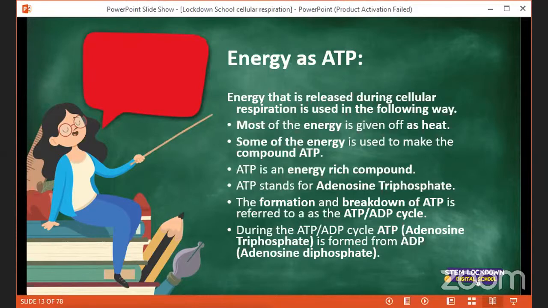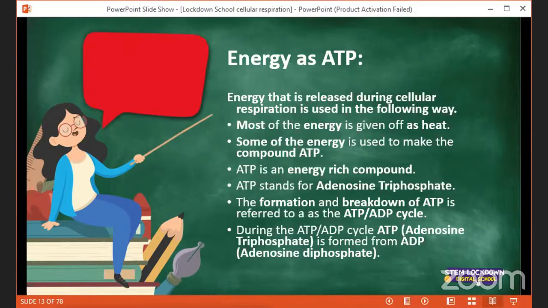Okay, so now the body requires a type of currency in order to do the work. Remember, we said that energy is what? The ability to do work. Okay, so now energy that is released during cellular respiration is used in the following way.